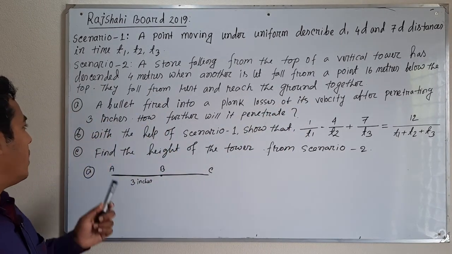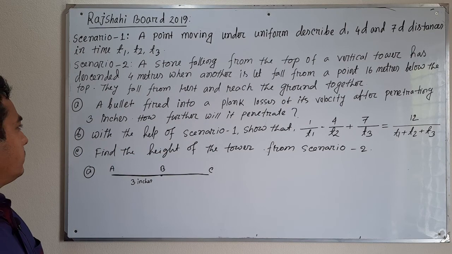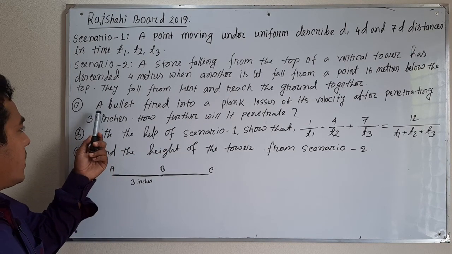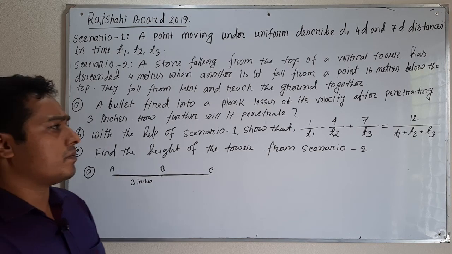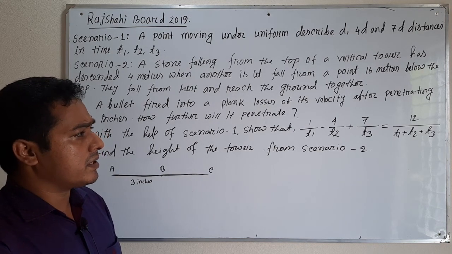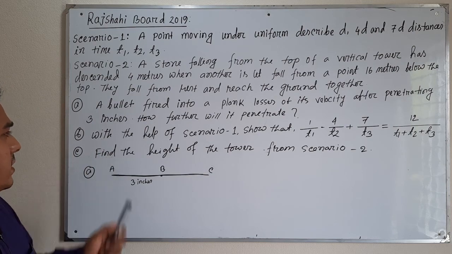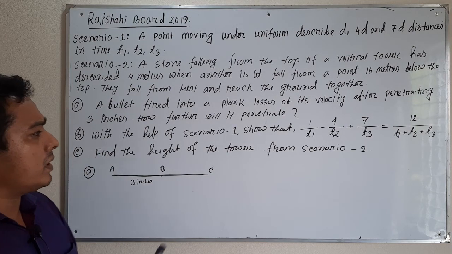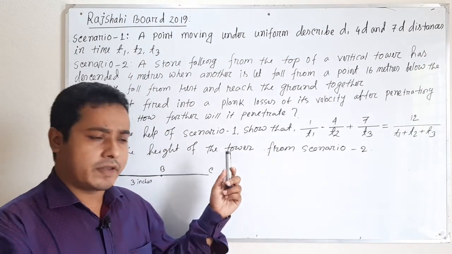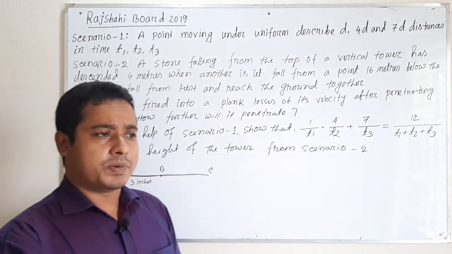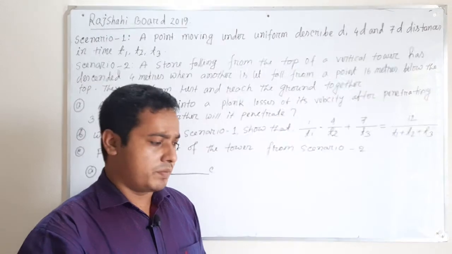Okay. A number question. A bullet fired into a plank loses half of its velocity after penetrating 3 inches, and how much further will it penetrate? Already this type of question we have completed in exercise 9B.